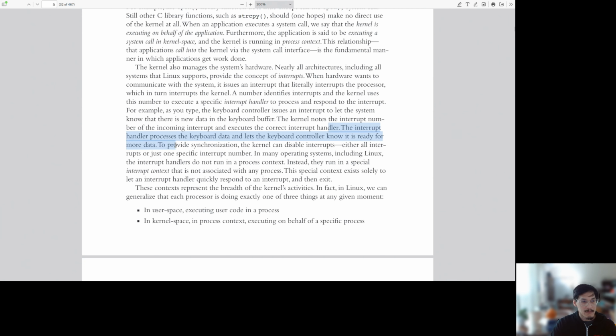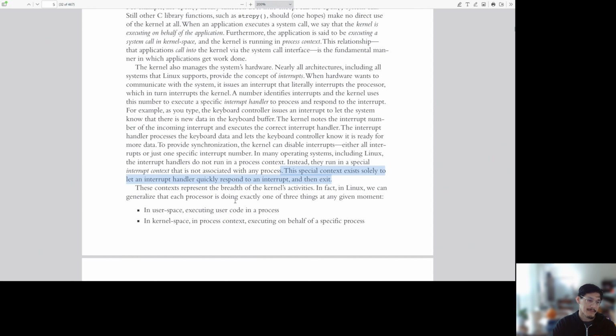To provide synchronization, the kernel can disable interrupts, either all interrupts or just one specific interrupt number. See, number, a code. In many operating systems, including Linux, the interrupt handlers do not run in a process context. Instead, they run in a special interrupt context that is not associated with any process. The special context exists solely to let an interrupt handler quickly respond to an interrupt and then exit.